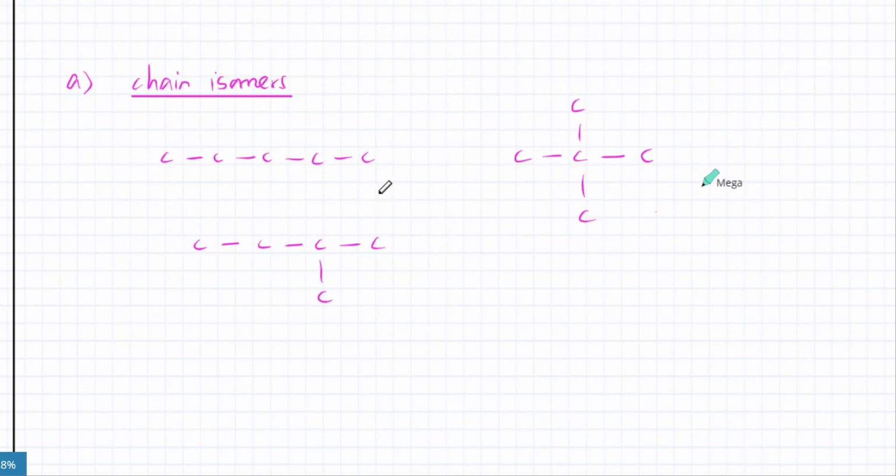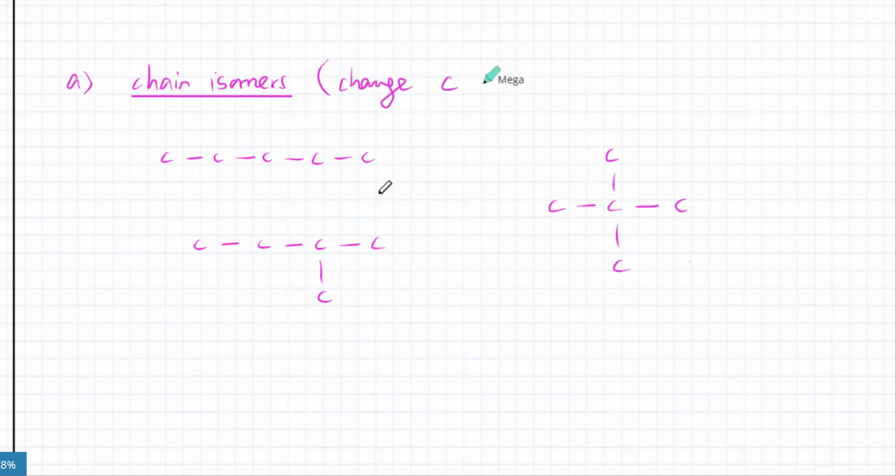So that's known as a chain isomer. What I'm doing is just changing or altering the carbon chain. I'm altering the arrangement of the carbon atoms. So you just change the carbon chain. That's one thing. Is that clear? Yes, sir. So that's number one. Just alter the carbon chain.